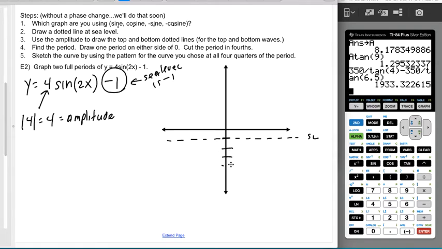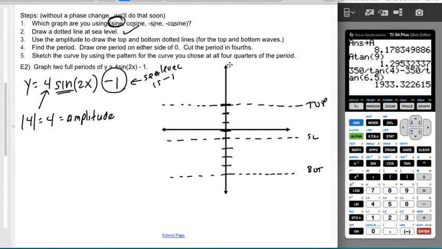So 1, 2, 3, 4. I need to be able to go down 4 units. That's the bottom, right? And my wave has to be able to go up 4. So 1, 2, 3, 4, and that's the top. That's what I need. Right away I look at this and I say, hey, it's a positive sine, so I'm graphing a positive sine. I drew a dotted line at sea level, and I drew the top and bottom of the waves.